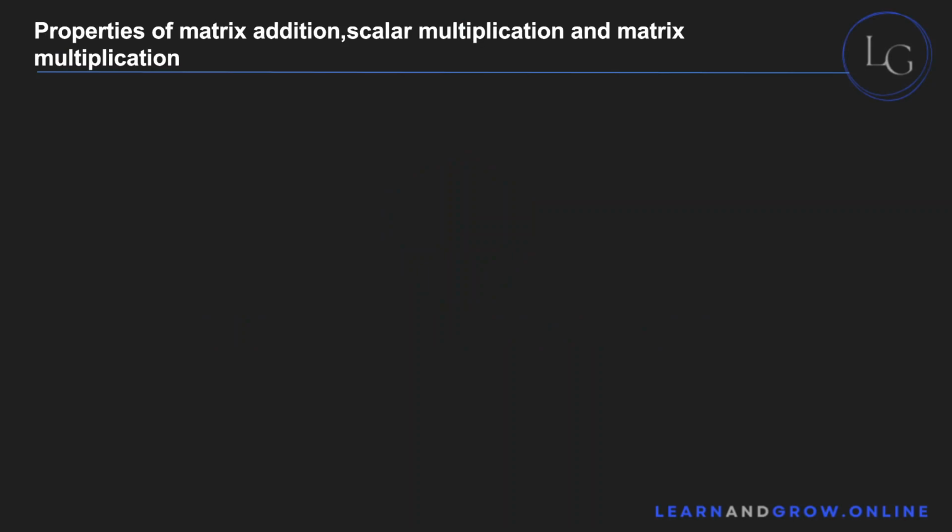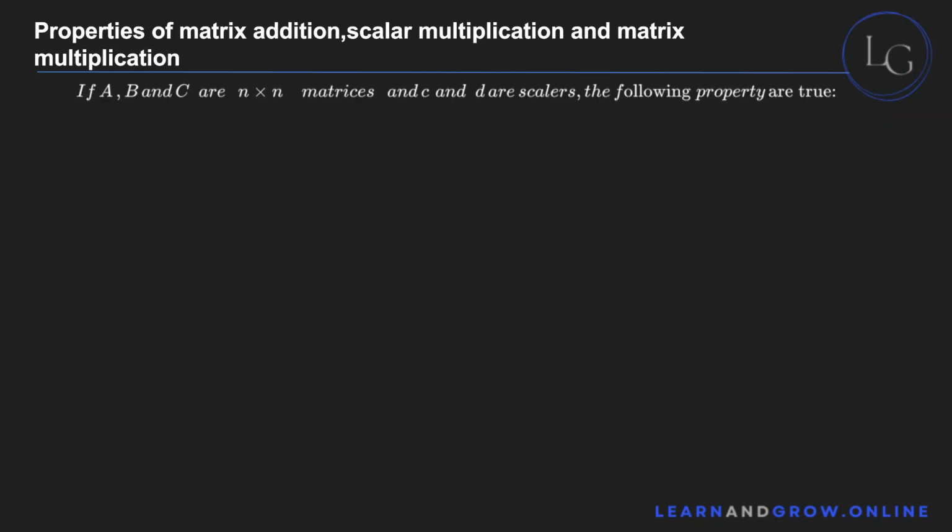Properties of matrix addition, scalar multiplication, and matrix multiplication. So we'll have uppercase A, B, and C, three matrices A, B, and C that are of the order n by n, so n number of rows and n number of columns. And we'll also have lowercase c and lowercase d as two scalars. So the following properties are true for these.